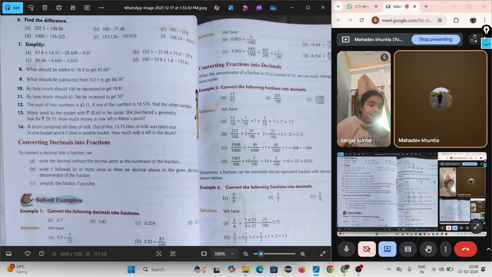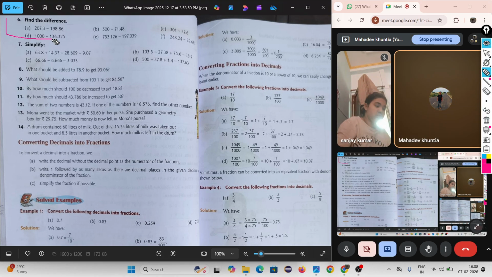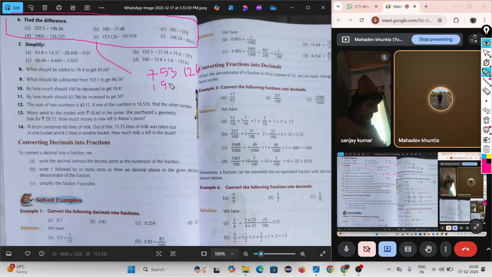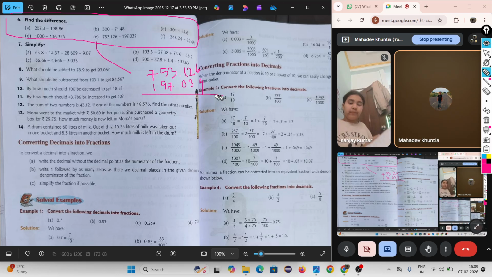Look. Question number 6, look. Same thing, you have to do subtraction. Do question number E. 753.126. You subtract 197.039 from 753.126. Subtract. Normal subtraction. We have to do only normal subtraction. Decimal point. Write the decimal point exactly below the decimal point.